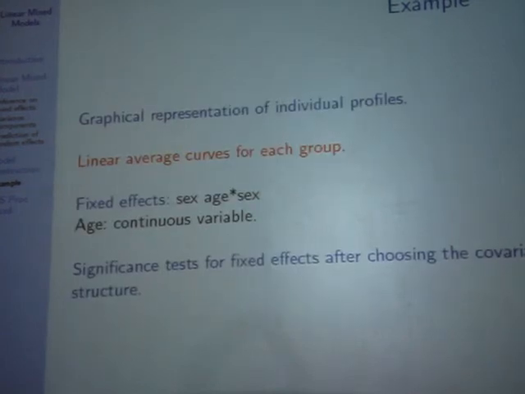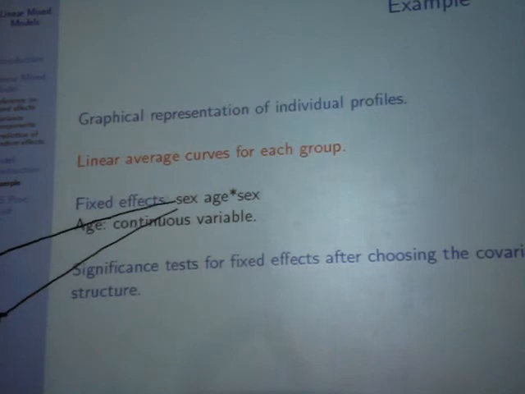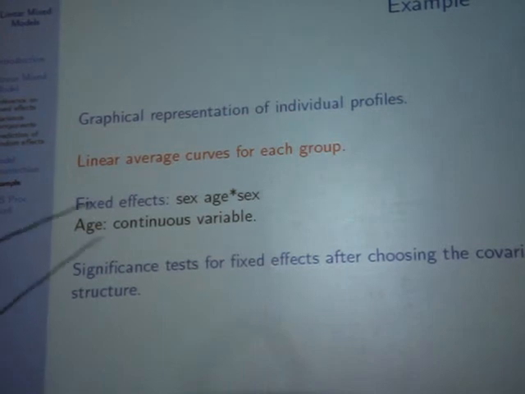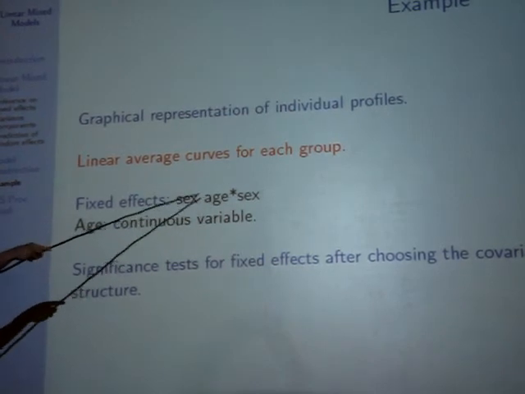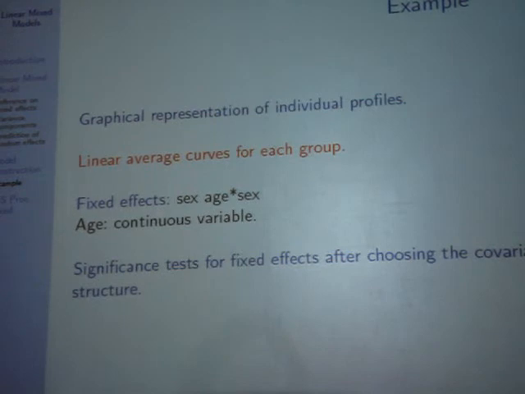So in this first step, we will assume a linear average curve in both groups, and the fixed effects will then be sex. So for the intercept, we will have a different intercept for the two groups, and the slope will be the interaction between sex and age, where age is a continuous variable. And then we will perform the significance tests for the fixed effects after choosing the covariance structure.